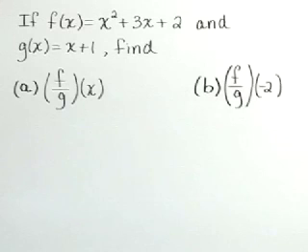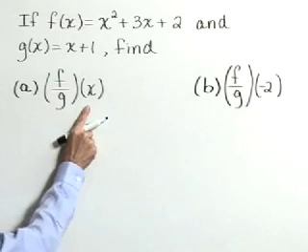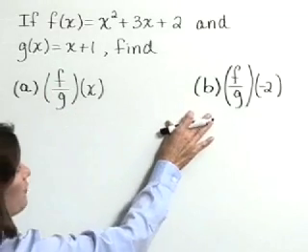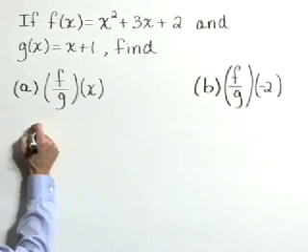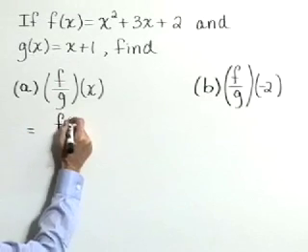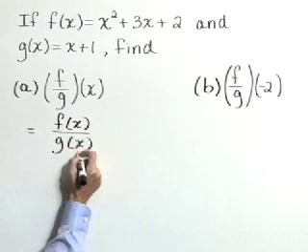If f of x is equal to x squared plus 3x plus 2, and g of x is equal to x plus 1, find, in part A, f over g of x. Then we'll go to part B and find f over g of negative 2. Starting with part A, though, this is indicating that we need to divide f of x by g of x.